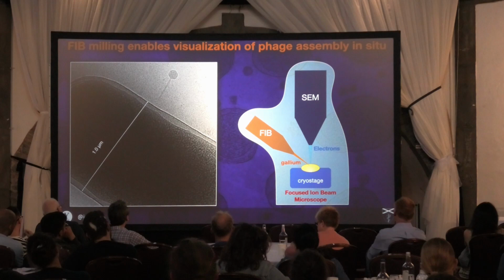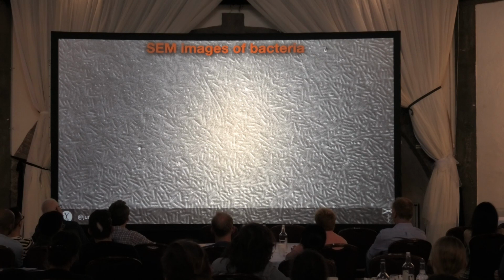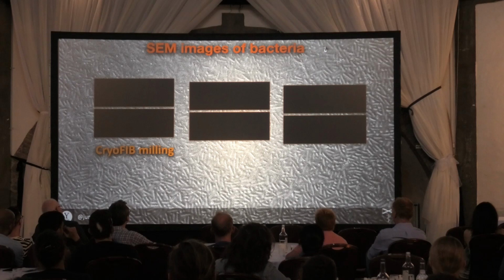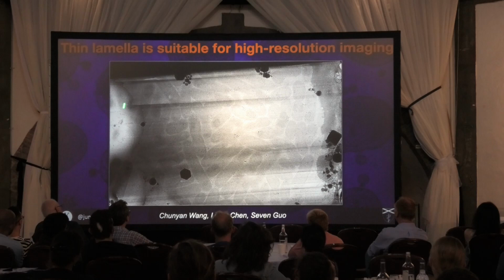And here's just an example. This is the SEM picture with Salmonella cells, and many of them packing very tightly. With FIB milling, you can start cutting and generate a very thin lamella, about 200 nanometers. This 200 nanometers is more transparent for cryo-EM imaging. And so this is just a picture we can see, a very low-mag picture. You can see a lot of bacteria infected with phage. And to convince you there's phage, we can actually zoom in.